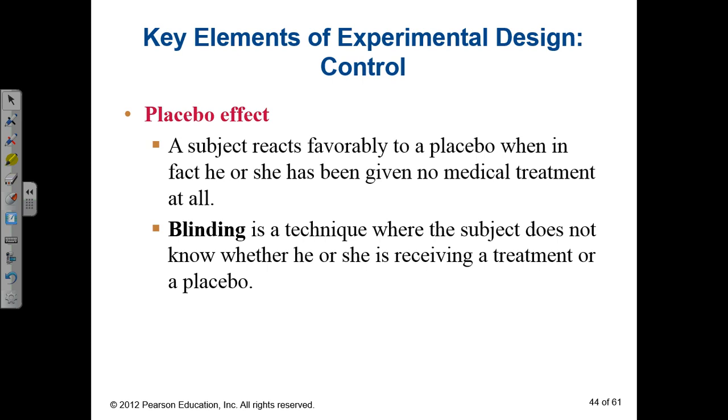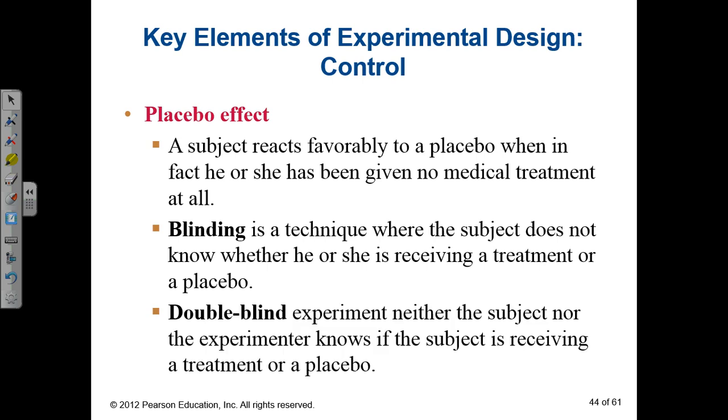In blinding, you don't tell the subject, you're being given a sugar pill, and the other subject is told, you're being given the new drug. These people are blinded, so they do not know whether they have received the treatment or the placebo. In a double blind, neither the subject nor the experimenter knows if the subject is receiving a treatment or placebo. A file is kept on who's got the medication and who's been given the sugar pill, but the experimenter does not know who's getting what.